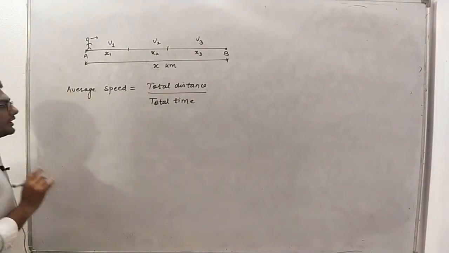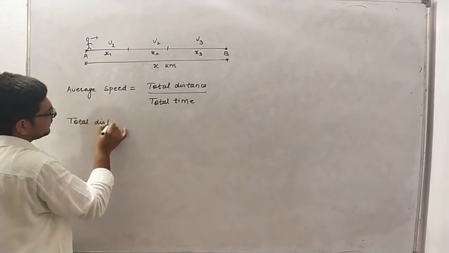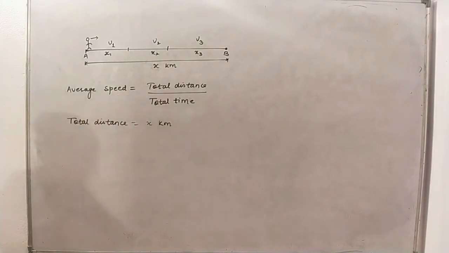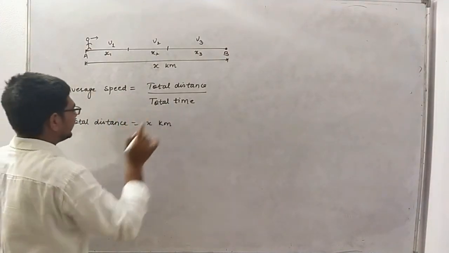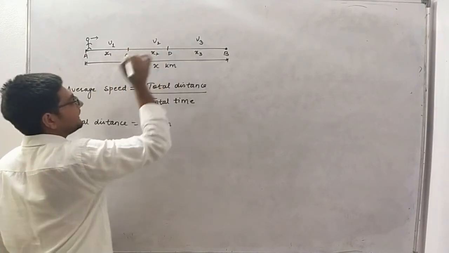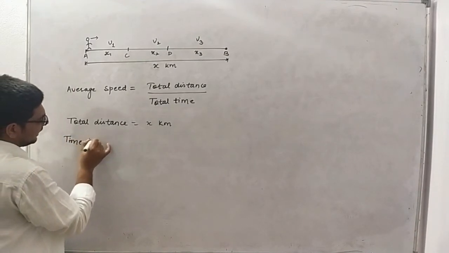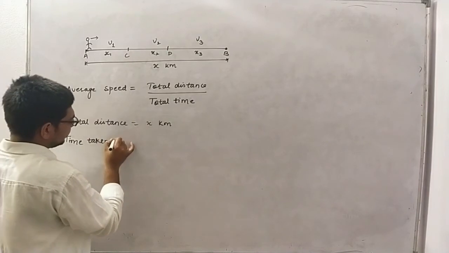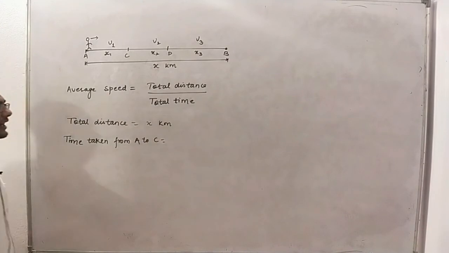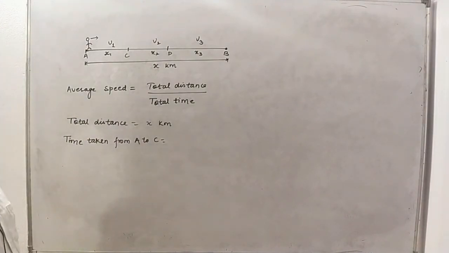So what is the total distance traveled by the person? Total distance is x kilometers. What is the time taken by the person? Now let us call this point C and this point D. Time taken to go from A to C. How much time will it take him to go from A to C?